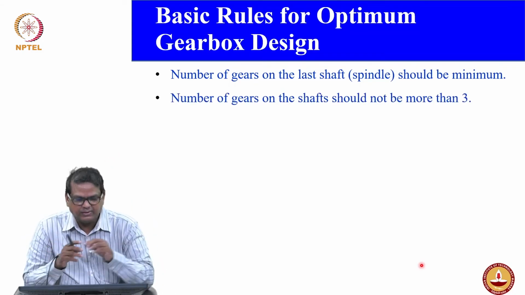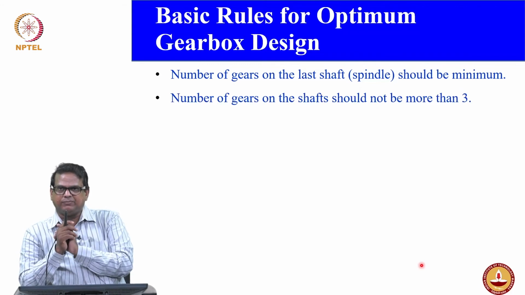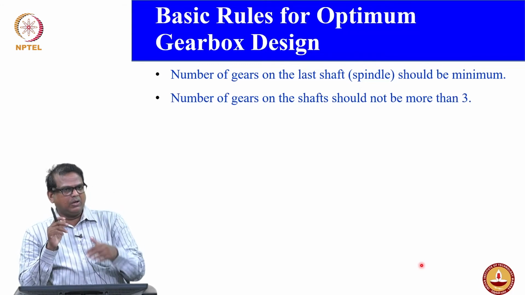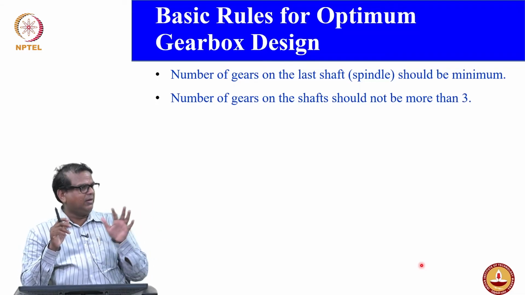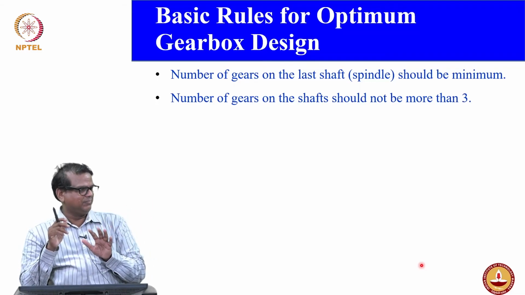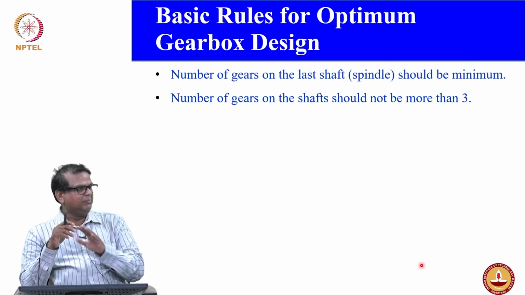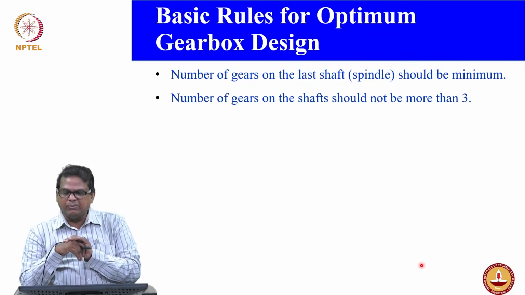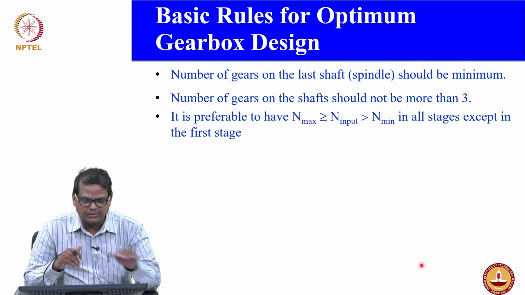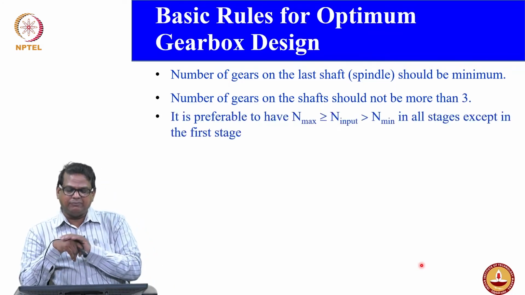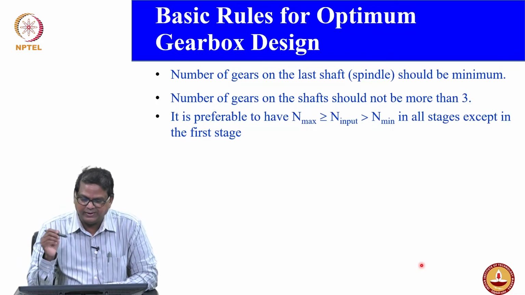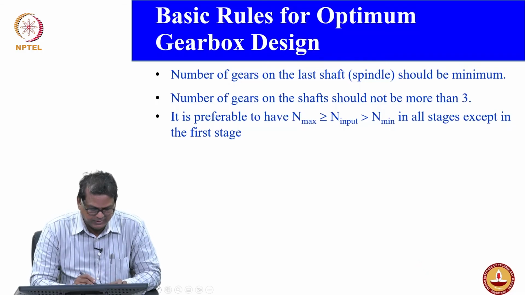Then the number of gears on a shaft should not be more than 3. That is the reason we normally have a maximum of 3 or 4 stages. We do not go beyond that, because then a lot of dynamic and other design problems will exist. It is preferred to have the arrangement, which is very critical, the speed arrangement.